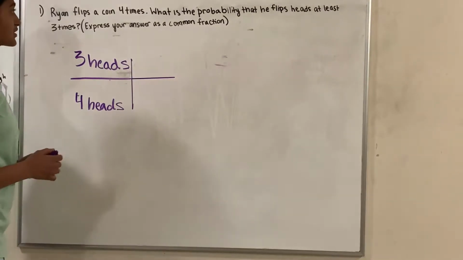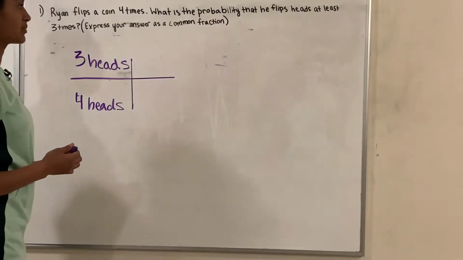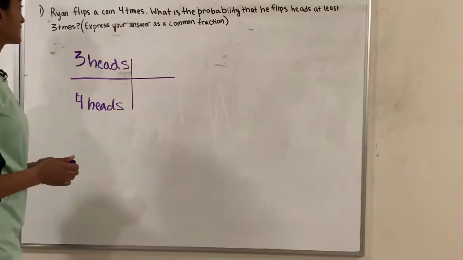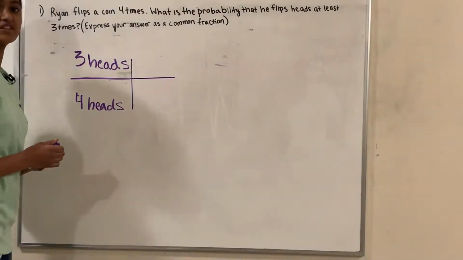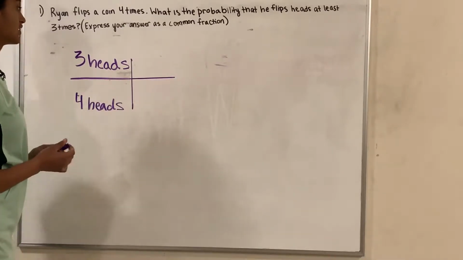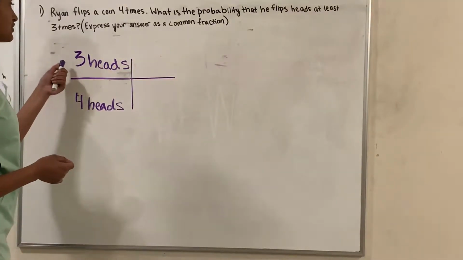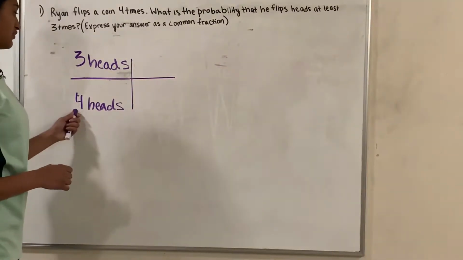Ryan flips a coin 4 times. What is the probability that he flips heads at least 3 times? Express your answer as a common fraction. So the first step to this problem is finding the number of ways for flipping 3 heads and the number of ways for flipping 4 heads.